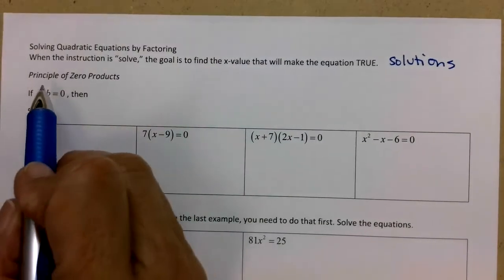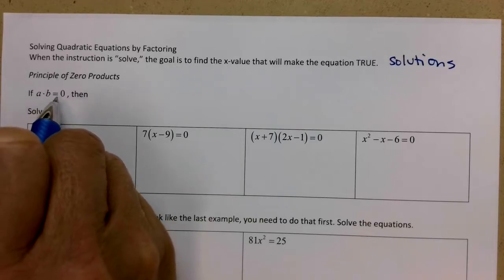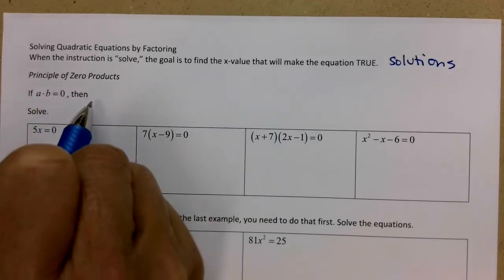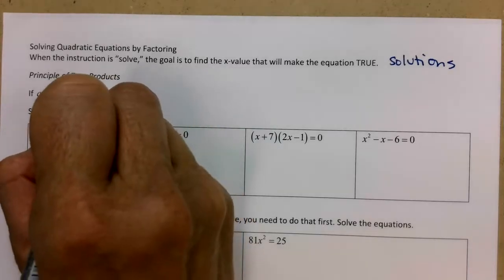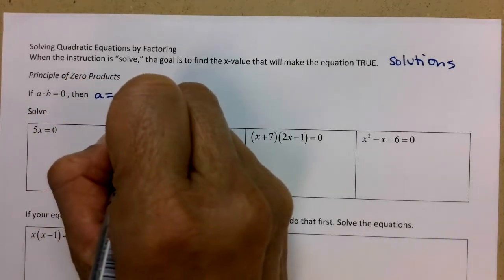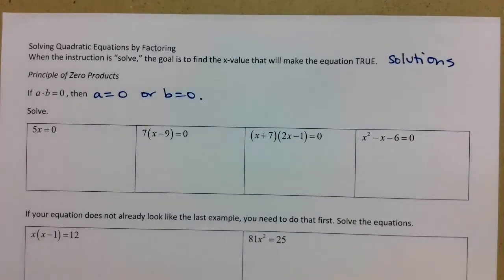this principle of zero products, or zero factor property. And what it is: if A times B equals 0, the only way you can have a product that equals 0 is if either A has to be 0 or B has to be 0. Now I'm using the conjunction or, but really, if either of them is true, then those would be solutions, which means they both are solutions. So you want to give me both, even though it is an or.